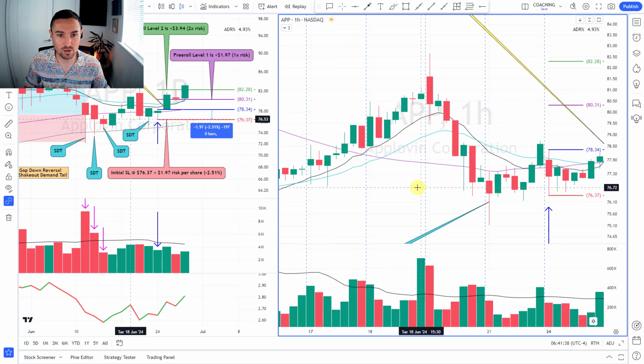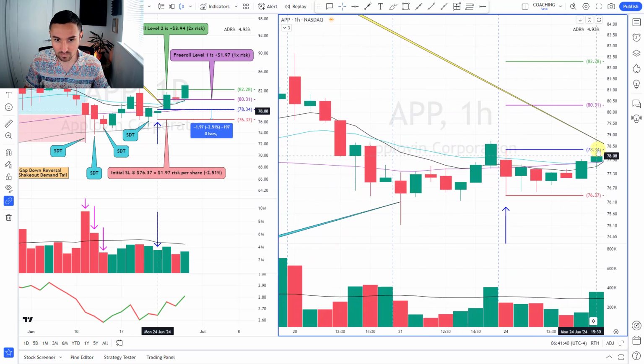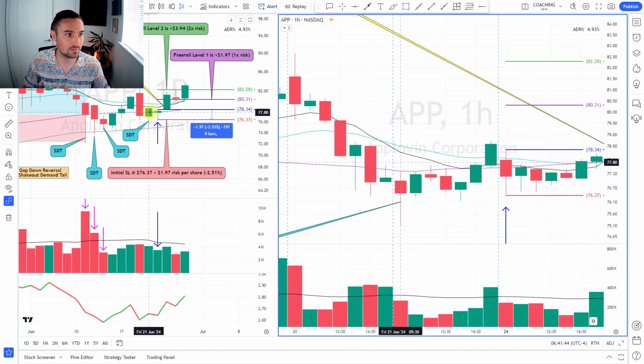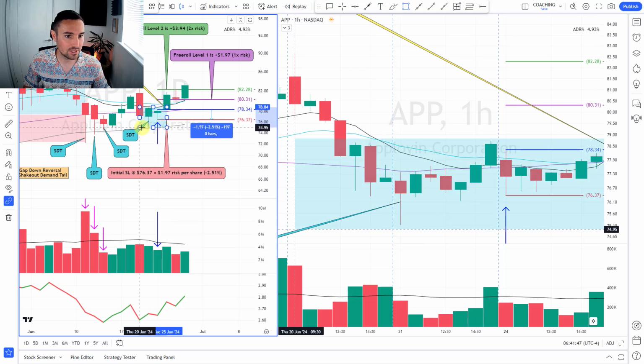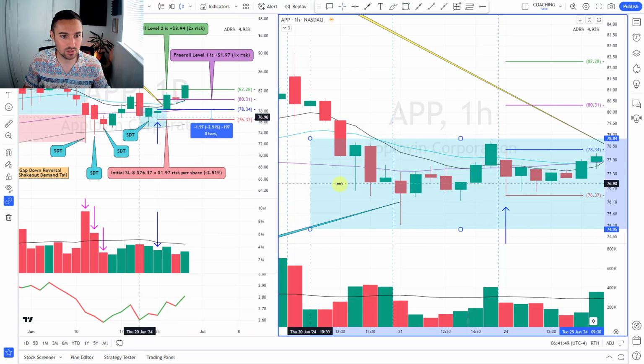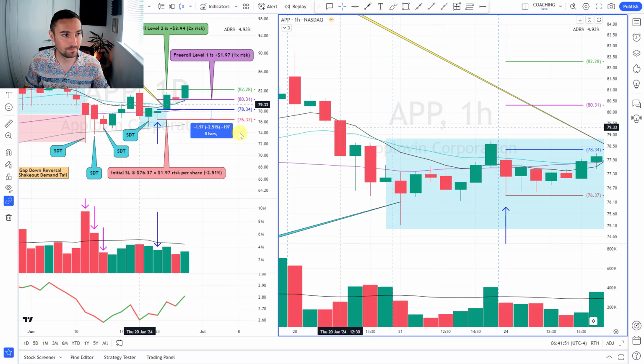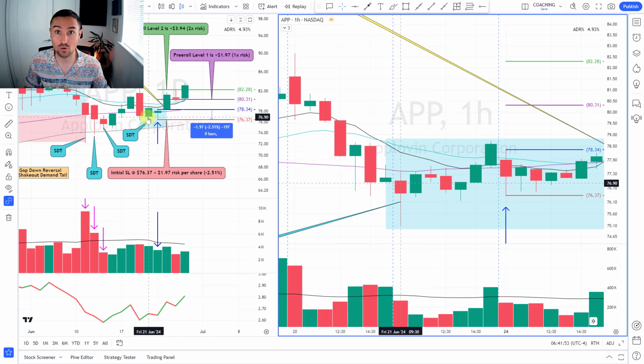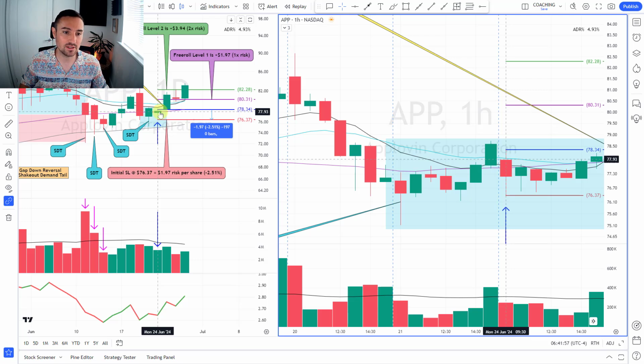Then if I just zoom over here, we're now going to look at the last two sessions. Let me see if I can do this, pull this across like this. So now we're looking at this shakeout demand tail on the 21st of June and then the trigger bar on the 24th of June. There's a couple of things to note here.